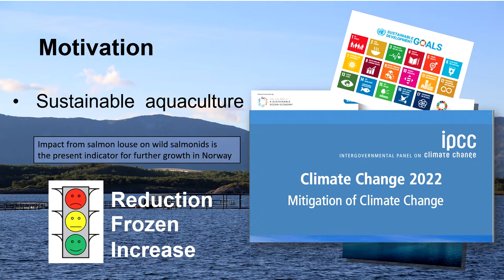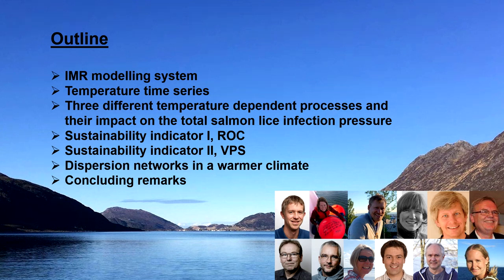As a small part of this impact, and as an early warning, we have investigated how salmon lice dispersion and infection risk on wild salmonids will be influenced by higher water temperatures. So, at the Institute of Marine Research in Bergen, we are a group of people who together have developed a salmon lice infection risk model system, which I will present in short before I go deeper into three temperature-dependent processes and their impact on the salmon lice infection pressure. Further, I will spend some time on how we have combined observations and models and developed two sustainability indicators. And finally, I will present an ongoing work on dispersion networks in a warmer climate and some concluding remarks.